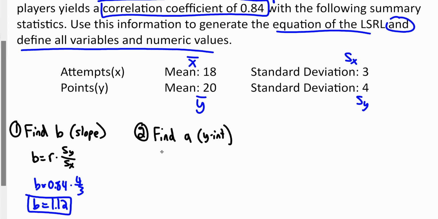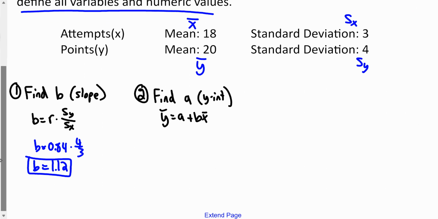Remember, we know y bar equals a plus b times x bar. And we have 3 of those pieces now. So let's plug in and find the missing one. I'm going to take y bar, which we said was 20. We don't know the a yet. The b is 1.12, which we got, and the x bar is 18. That's given in our problem. I solve that, and I get a equals negative 0.16. I now have my a value.